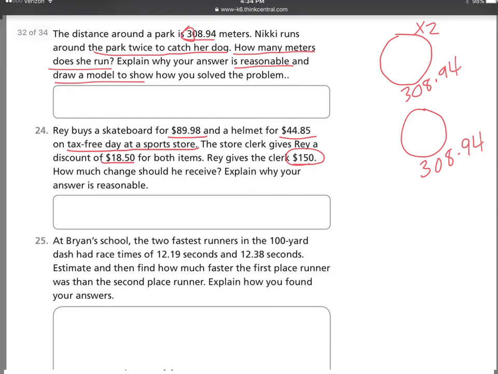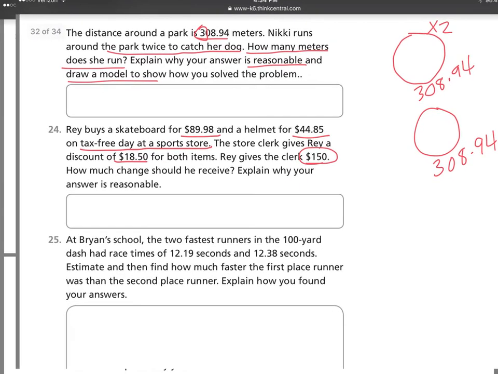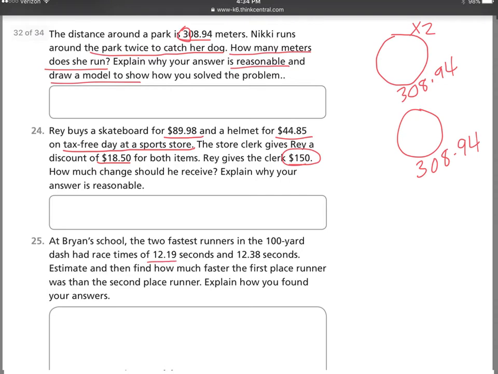25 is asking you to estimate how much faster one student is than the other at the 100-yard dash. One student, though, is running the 100-yard dash in 12.19 seconds. Another's doing it in 12.38 seconds. They're very close. It says first to estimate and then find out how much faster the first place runner was. If you were going to estimate this, it would be something that you wouldn't want to estimate to the nearest whole number because you would end up with the same whole numbers and there would be no difference. They're not even a second apart.